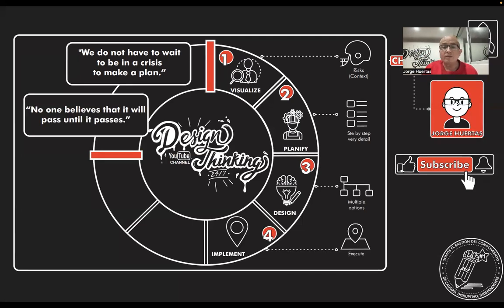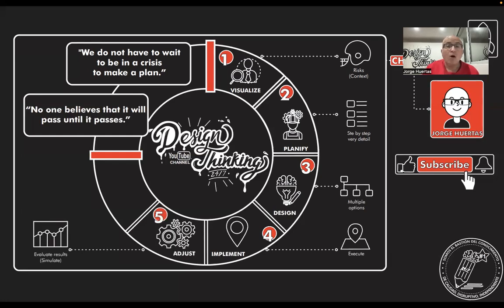You need to implement, I mean, you have to be ready to execute your plan. That is extremely important because sometimes people write a plan, but they are not prepared to execute it. So you have to be aware of that, and you need to know what you need to implement the plan and execute it. Of course, in this process, you have to adjust.